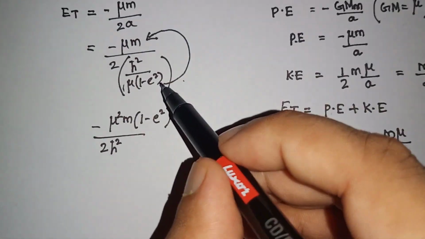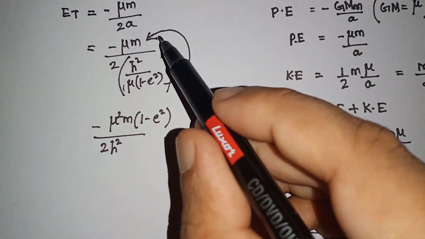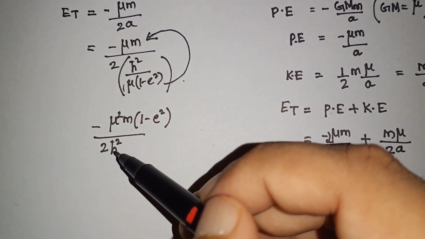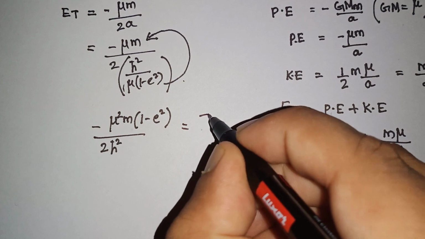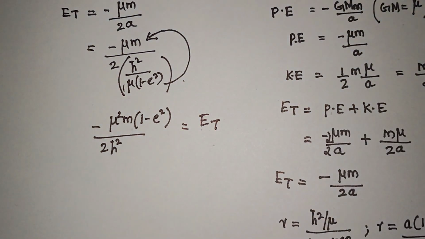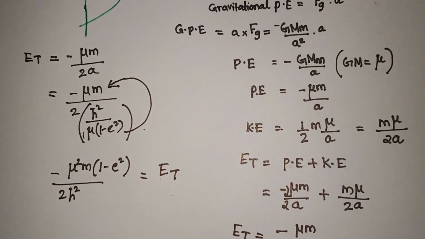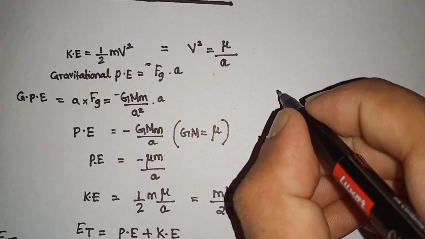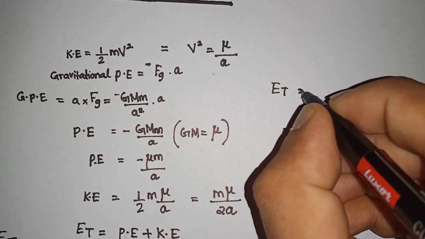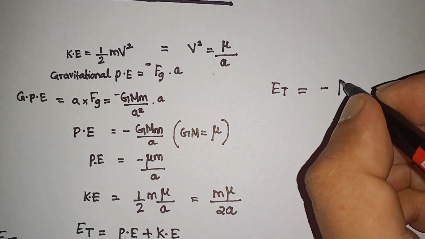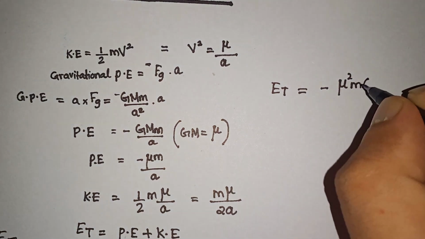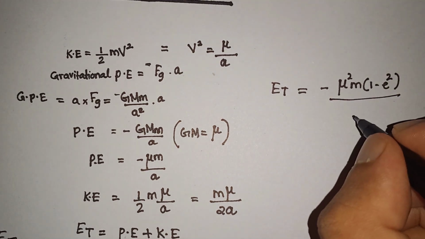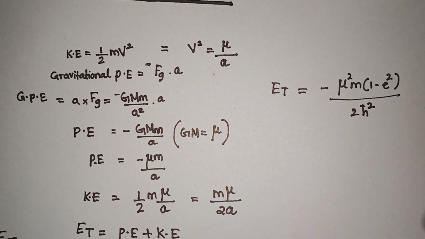It's simple math. The entire downside will go to the upside, and we end up with 2 h cap square in the denominator, and that will give me E total. Now I'll write this one for better simplification. Your E total is going to be equal to minus mu square m into 1 minus e square divided by 2 into h cap square.